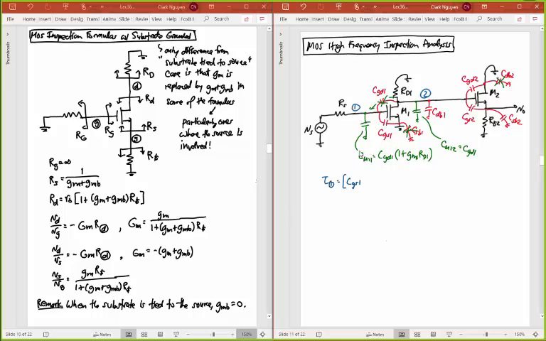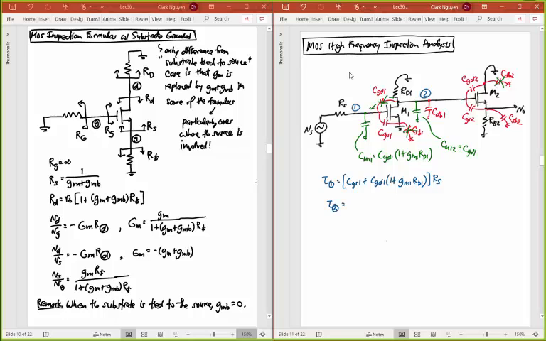I've got this Miller capacitor here, which is CGD1 times 1 plus the gain. That's why that's a big capacitor now, because I just multiplied it by the gain. And that's going to be multiplied by all the resistance I see at that node. For bipolar, I'd see an R pi there, but for MOS, all I see is that RS. Very simple.